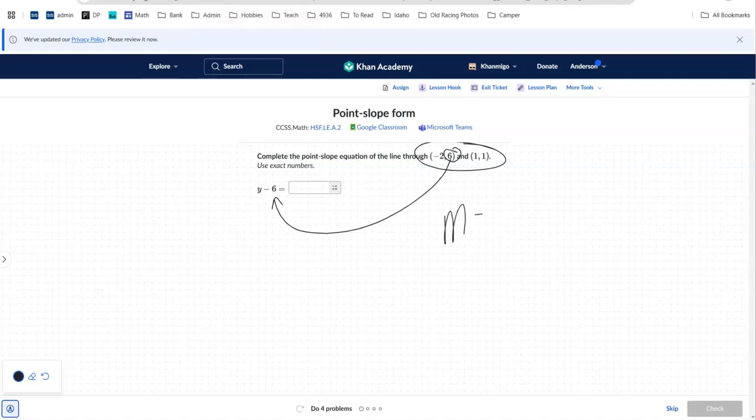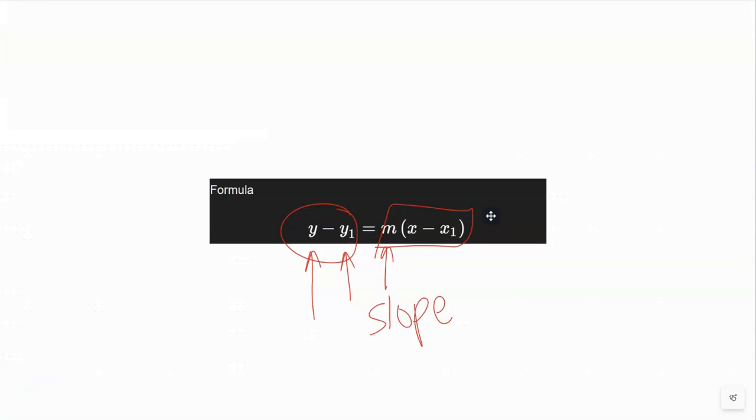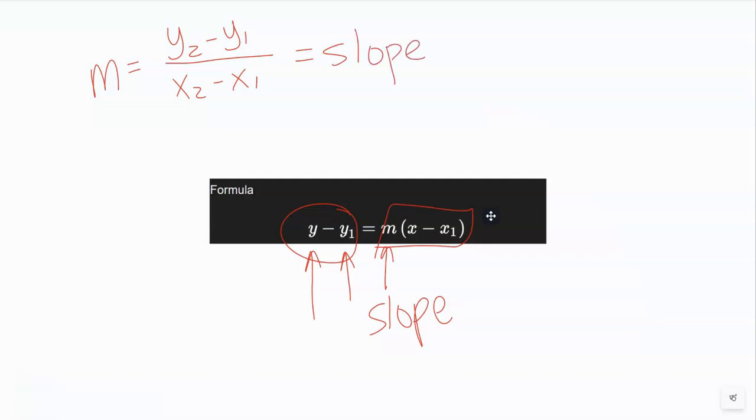Another formula you need is m equals y2 minus y1 over x2 minus x1. I'm going to put it on this screen. All right, remember m is equal to slope, and we also know this as rise over run. But when we have 2 points, like in our question, we're going to use this formula to find our slope.